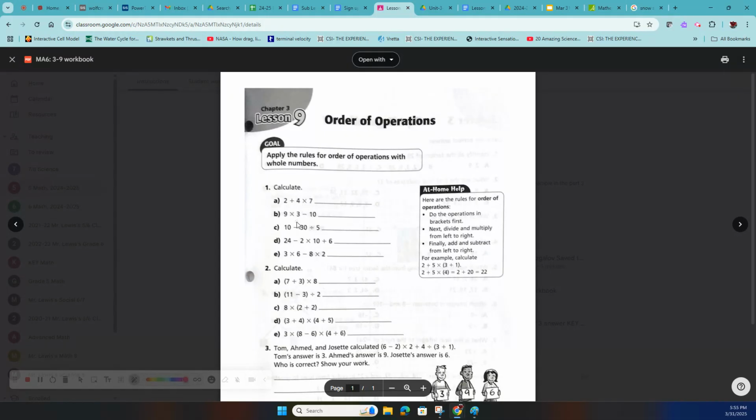Now they didn't really leave you a lot of space to show your work. I encourage you to have some scrap paper, write out each expression, and then simplify it step by step. So I'm going to give you the answer for this first one. I have addition and multiplication. What comes first? Well, in BEDMAS, M comes before A. So 4 times 7 is 28. And 2 plus drops down. 2 plus 28 is 30.